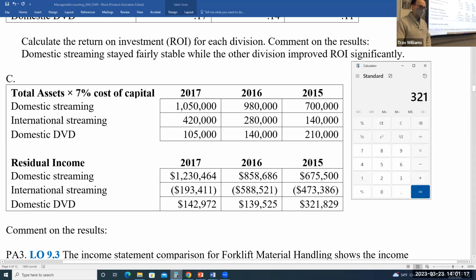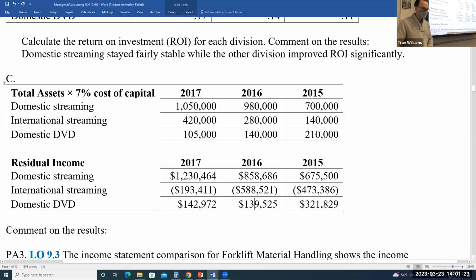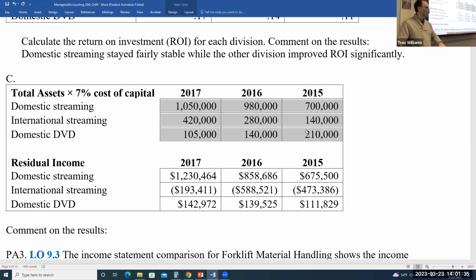Okay, hopefully I did this right. Anybody catch any typos? Aren't you supposed to subtract it and then multiply it by the 7% cost of capital? No, because this was already the assets times the 7% cost of capital, and we already subtracted that from the profit or loss to get the residual income.